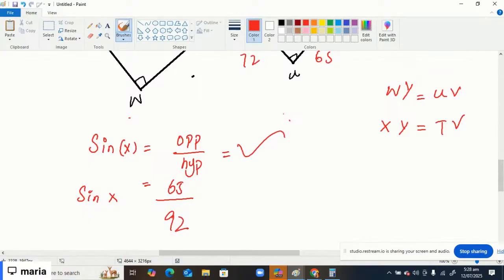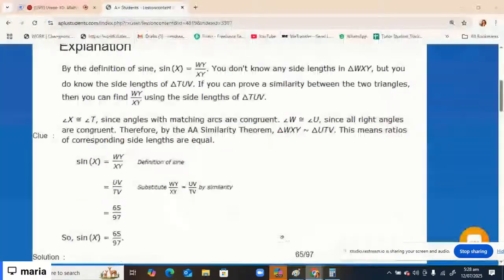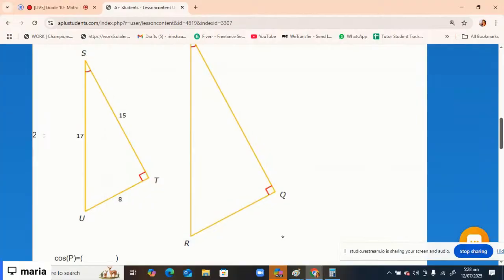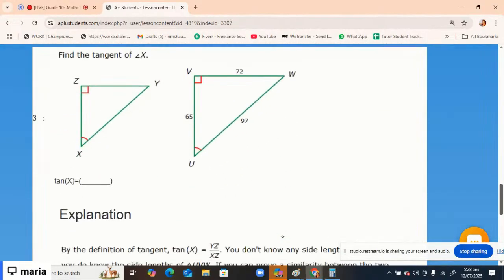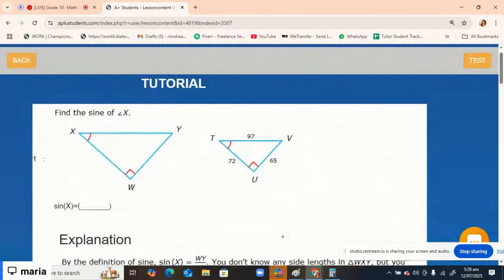If two angles are the same, it means that their side lengths are also congruent. Okay, now look at this one. This is also the same thing that we have done. Hope you guys understand this lesson.